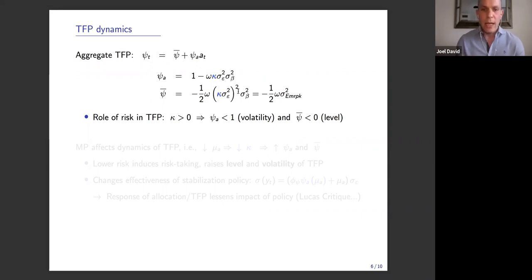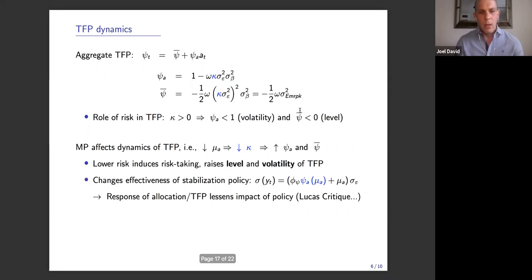Okay. At the same time, we can go to psi bar, and we see that when kappa is high, psi bar is going to be low. And in fact, psi bar is just proportional to the cross-sectional dispersion in expected marginal products that I showed you on the last slide. Okay. So we have these two key effects of risk on aggregate TFP. When there's a lot of aggregate risk, when kappa is high, TFP itself becomes less volatile, and the level of TFP in the long run is also going to fall. Okay. And I should note here that the result is more general. Here, we're just looking at monetary policy, but any forces that enter kappa are going to have these effects on the cross-sectional allocation and on aggregate TFP.